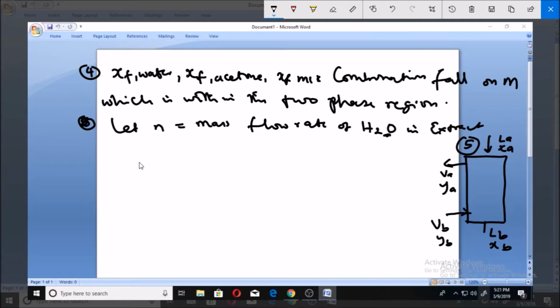Having said that, we can now also say let M be the mass flow rate of the solvent. Whenever you consider the diluent, you consider the solvent. The solvent is methyl isobutyl ketone, MIK, in the raffinate.